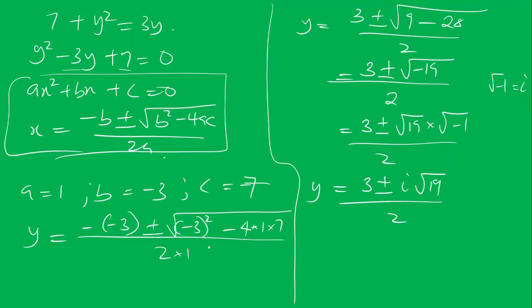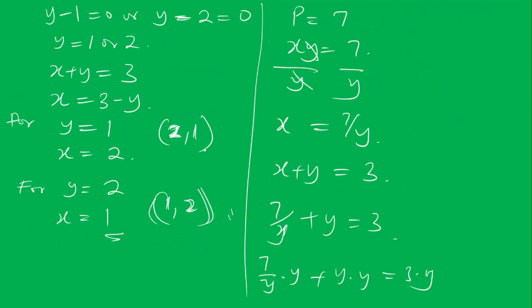But for real values, you have this: where x is equal to 2, y is equal to 1, and where x is equal to 1, y is equal to 2. When you add 1 and 2, you have 3.